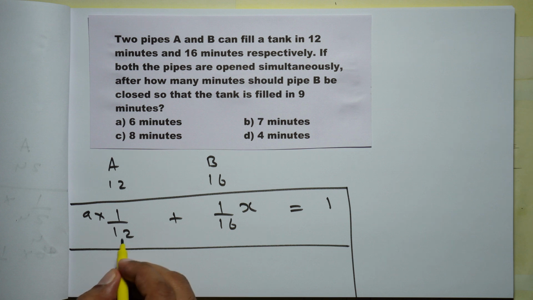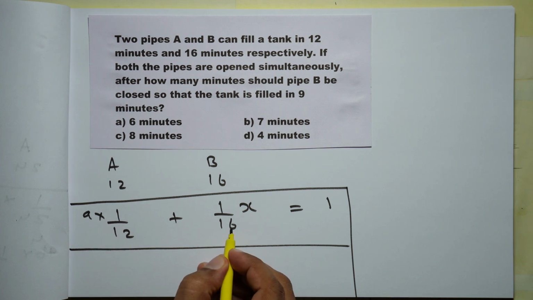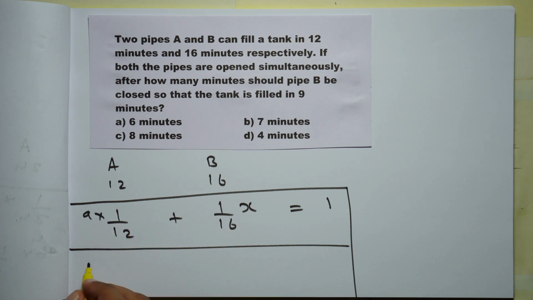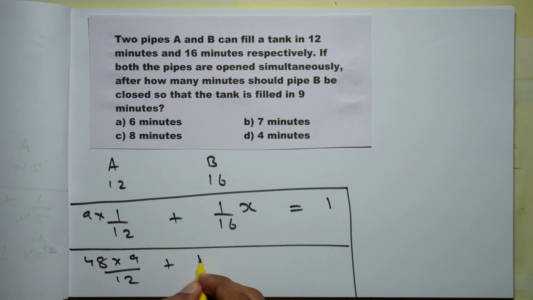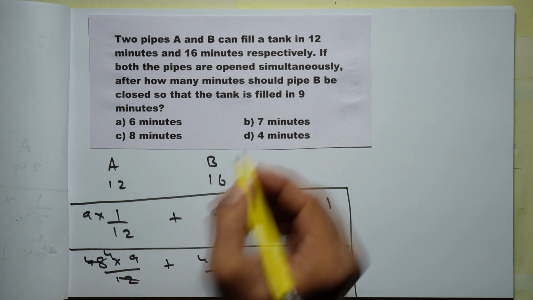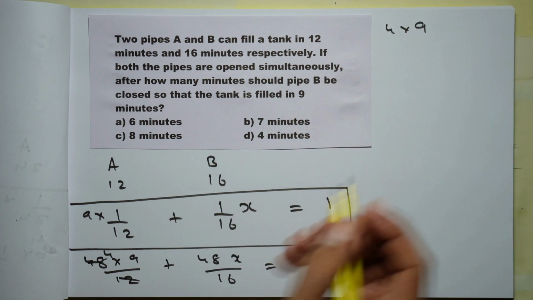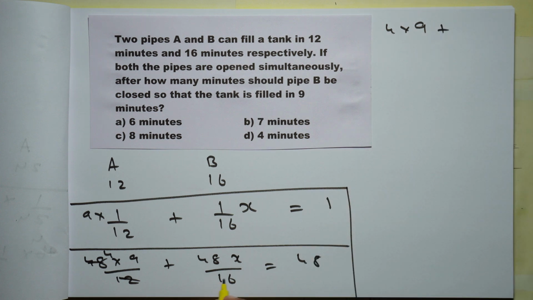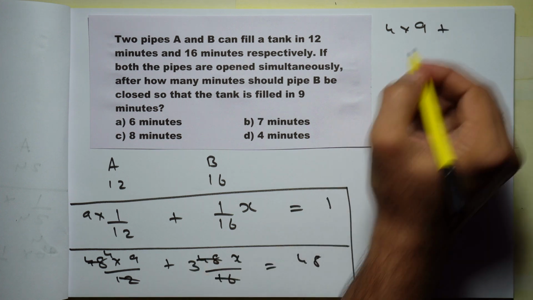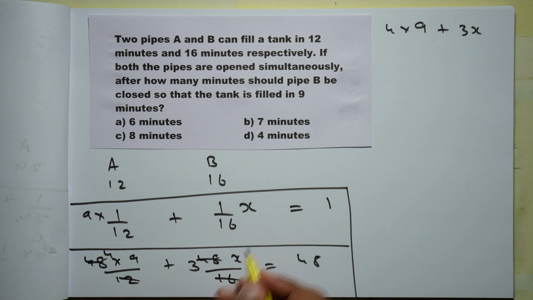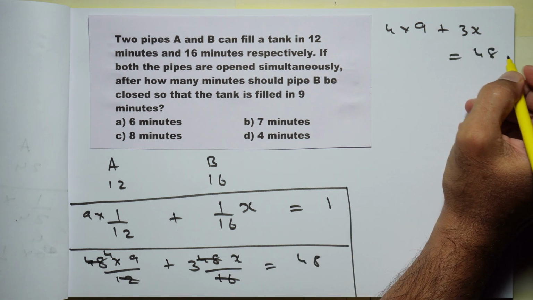Now the LCM of 12 and 16 is 48. So we'll multiply throughout by 48. So 48 into 9 by 12 plus 48x by 16 is equal to 48. Now here 12 divides 4 times. So 4 into 9 plus 16 divides 3 times, so that will be 3x is equal to 48.